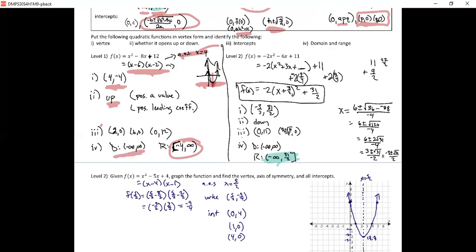Domain of this is all real numbers. I realize I'm kind of out of order here, but this is a polynomial function, and every single polynomial function is smooth and continuous everywhere. Therefore, that means that our domain is going to be all real numbers.